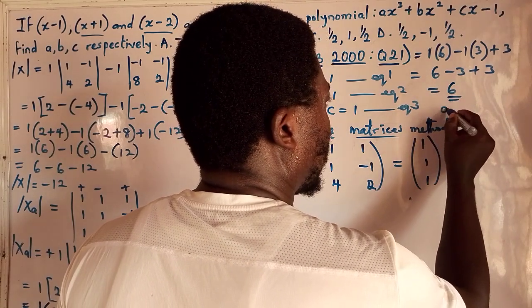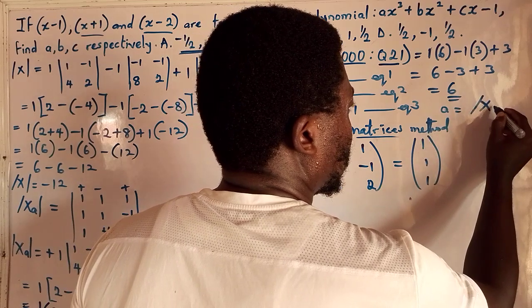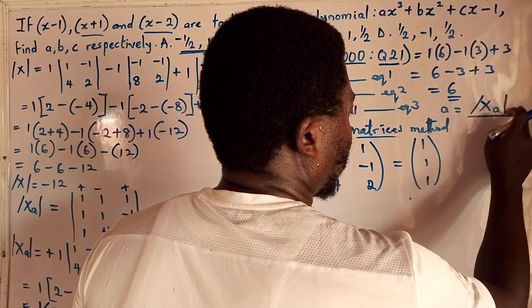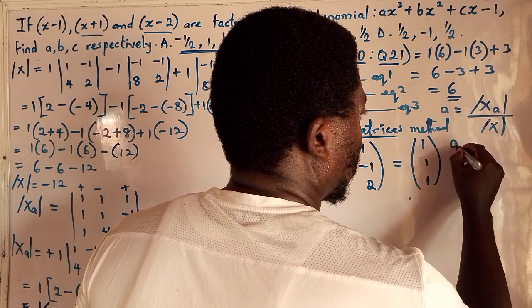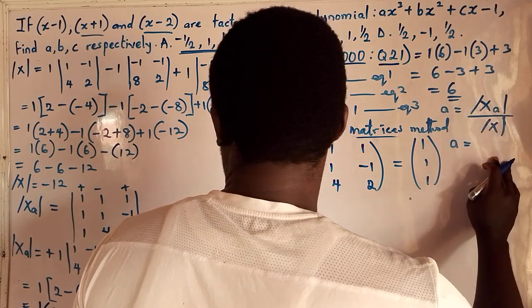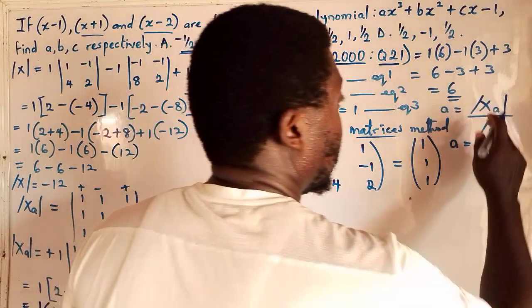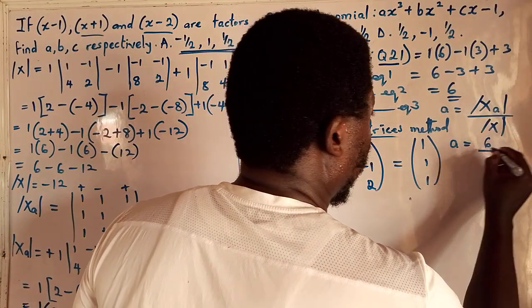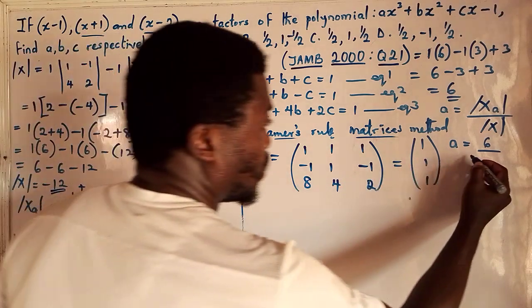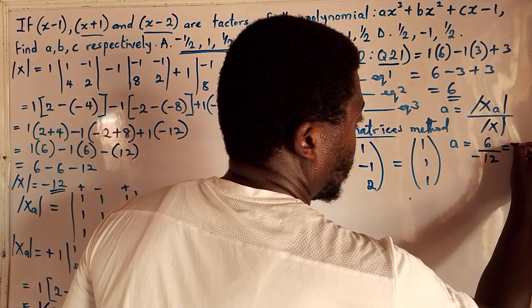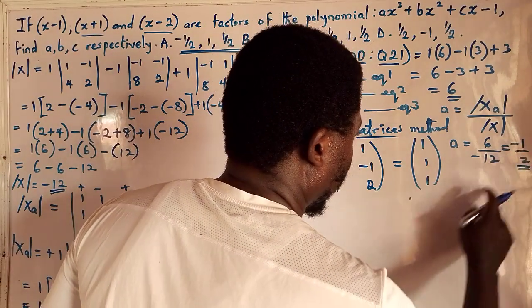That means that our value of A is equal to determinant of X subscript A over determinant of X. And that will give us A is equal to determinant of X subscript A is 6. Determinant of X is what? Minus 12. Determinant of X is minus 12. That is over minus 12, which gives us minus 1 over 2. That is the value of our A.